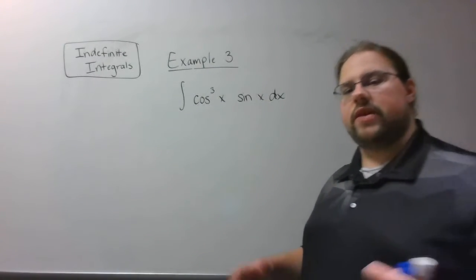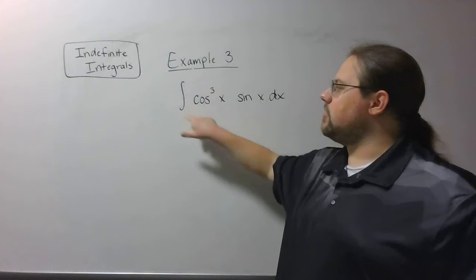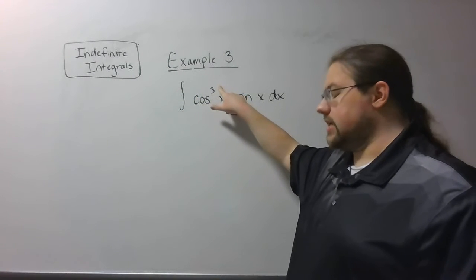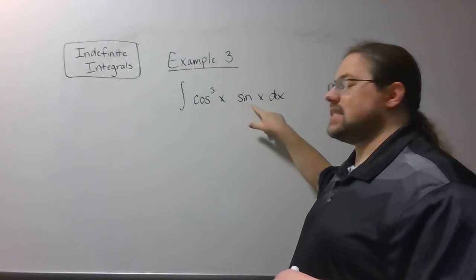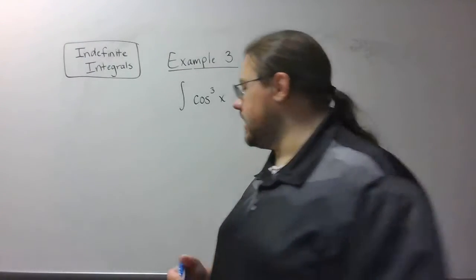Alright, so I'm going to do another example of indefinite integrals, and this time I'm going to do the indefinite integral of cosine cubed of x times sine of x dx. Now on this one, u substitution will be very helpful, and so here's what I'm going to do.